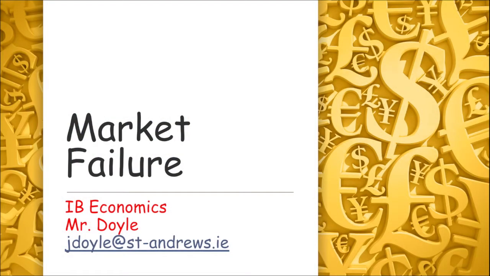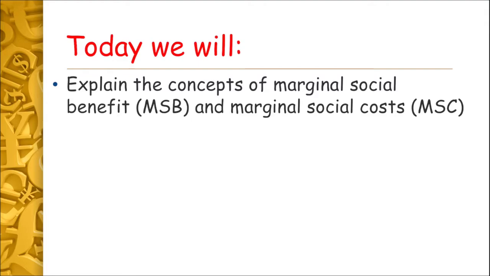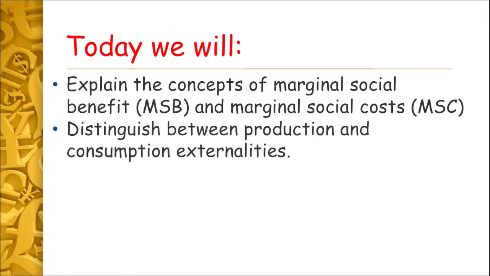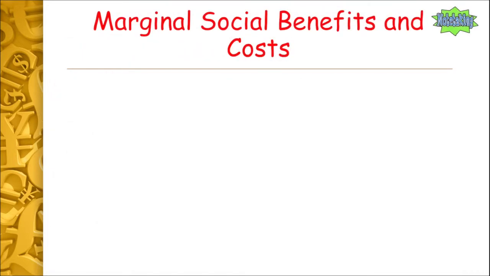Hello and you're very welcome to this, our fourth video in our series on market failure for IB economics. In this video we're going to look at what the idea of marginal social benefit and marginal social costs are. And we're also going to look at the difference between production and consumption externalities as well. And producing at the social optimum point.